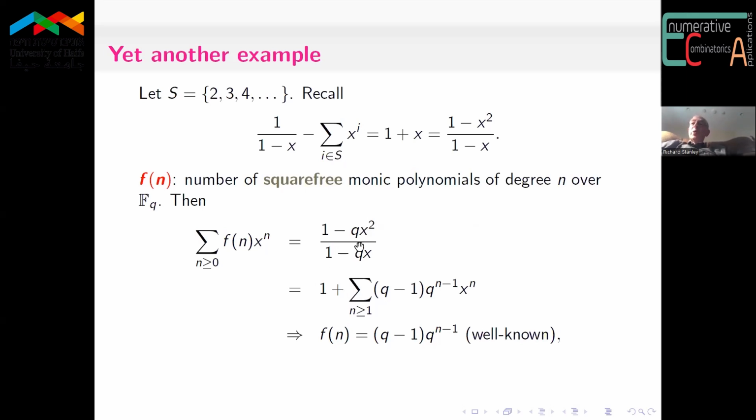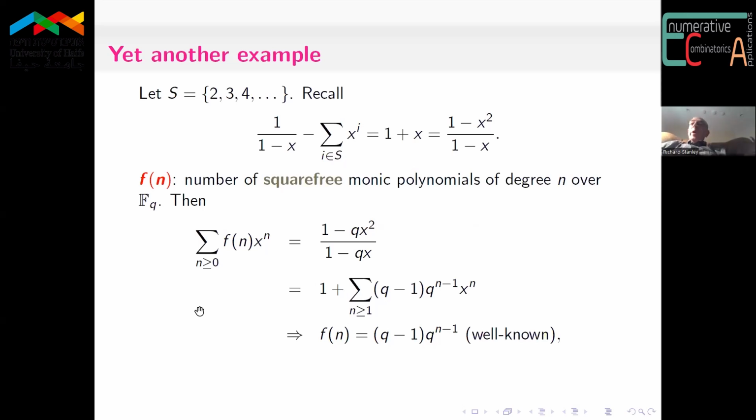Here, it's 1 over 1 minus qx, squared over 1 minus qx, and it has the expansion where the coefficient of x to the n is q to the n minus q to the n minus 1. So that's the number of square-free monic polynomials of degree n over Fq. This was a well-known fact, but it fits nicely into my setup. It's a kind of Fq analog of Euler's formula about partitions into distinct parts and odd parts.